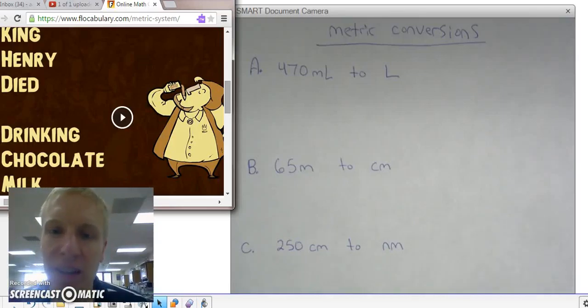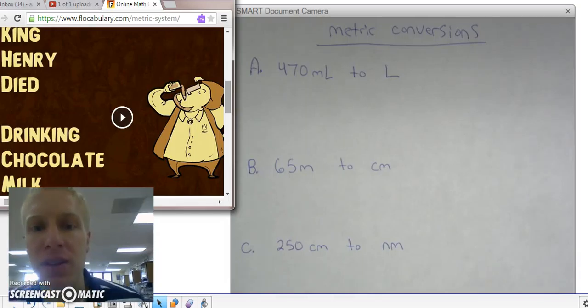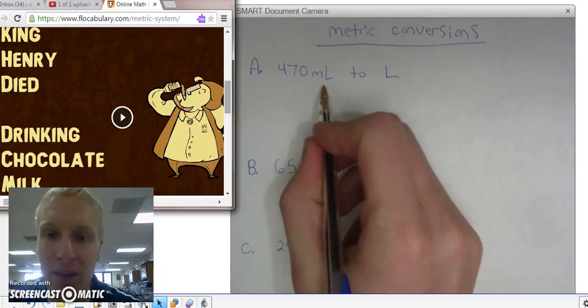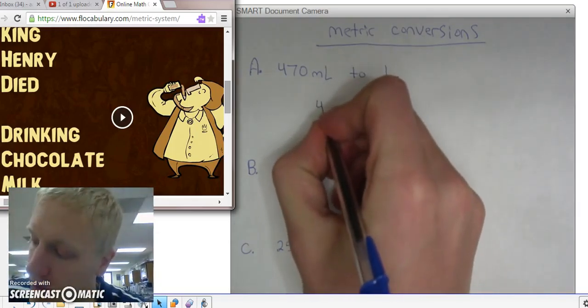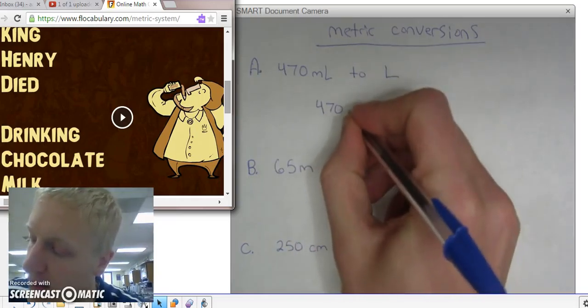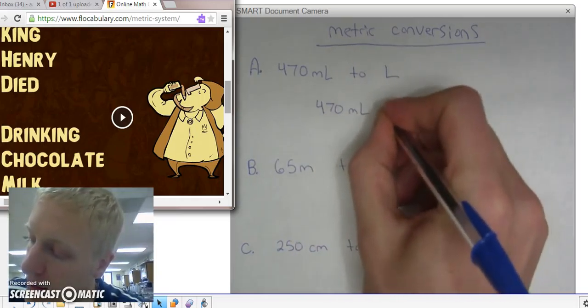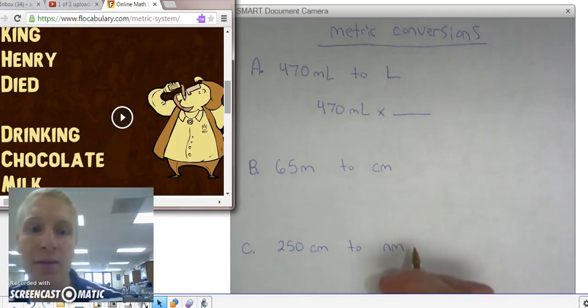Hello! In this video I'm going to be doing several calculations showing how to do metric conversions using the factor label method, also known as the dimensional analysis method. So in this first example we've got 470 milliliters and we want to convert it to liters. So I'm going to write down my 470 milliliters and I'm going to multiply it by a conversion factor.